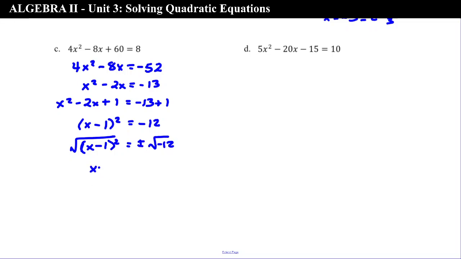We've got x minus 1 on this side. We've got plus or minus. We can break down 12 into 4 and 3. And then we've got our square root of negative 1 out there. And we pull it all together and have our final answer, which is 1 plus or minus 2i square root of 3.